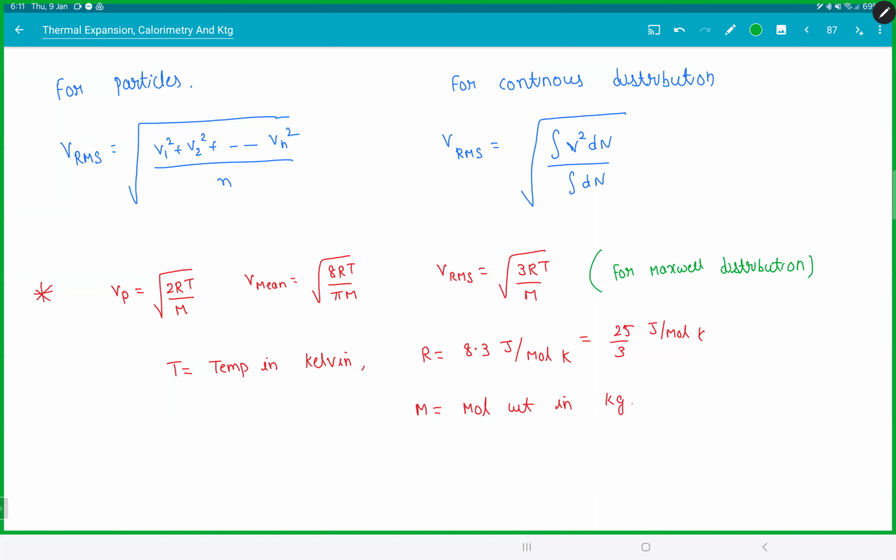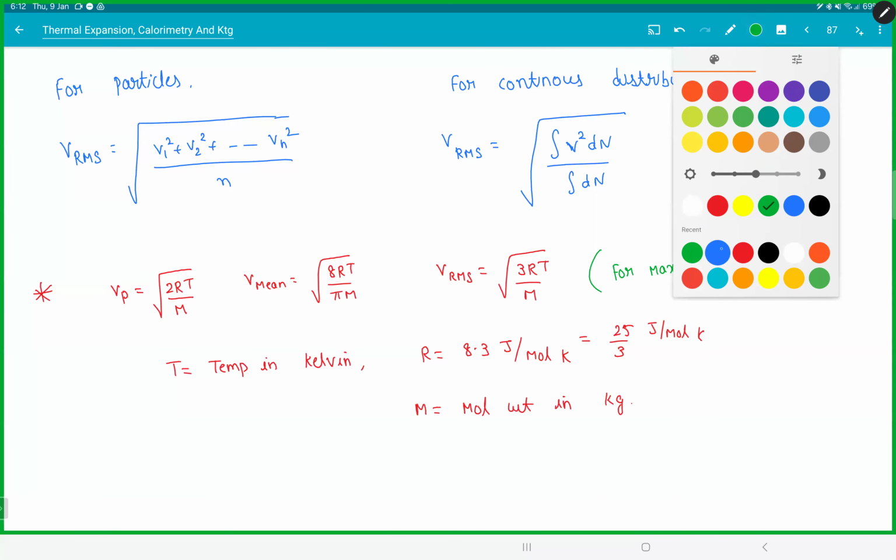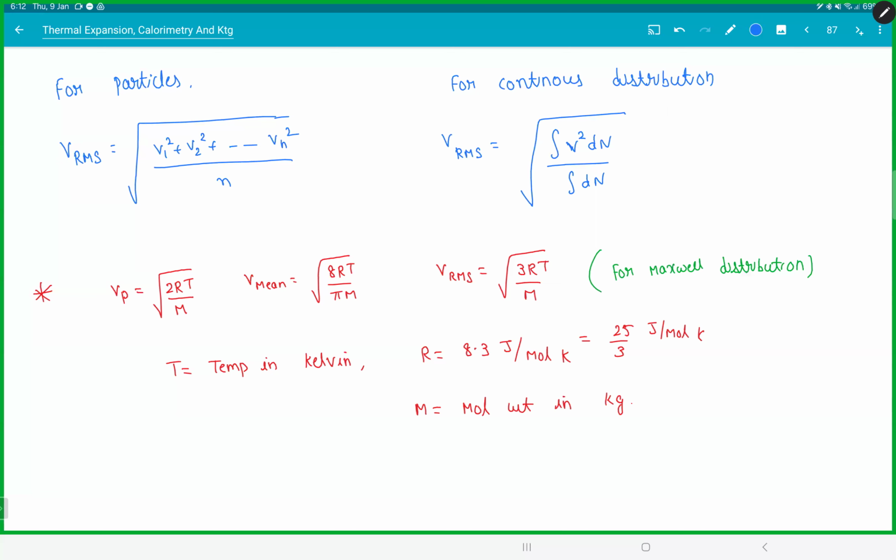VRMS was more important because it is talking about energy. So each speed has its respective purpose. We couldn't define everything with one speed because the molecules have so many different speeds. We can't get all the information with one speed. So we had to define 3 different speeds to talk about energy, the probable, and the mean. Clear?